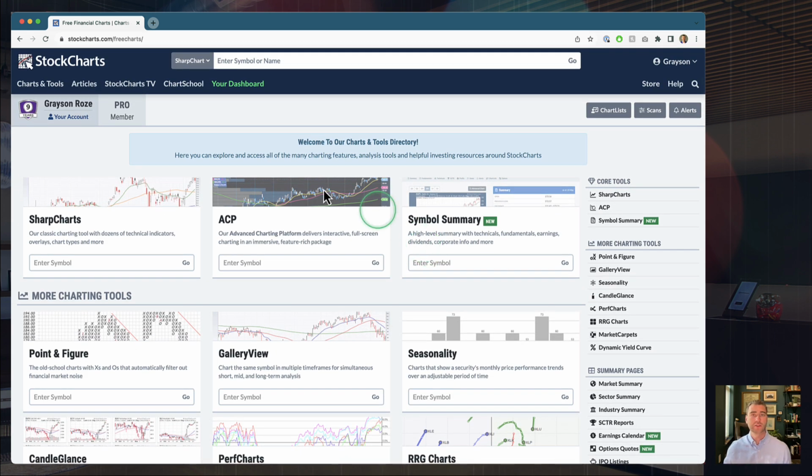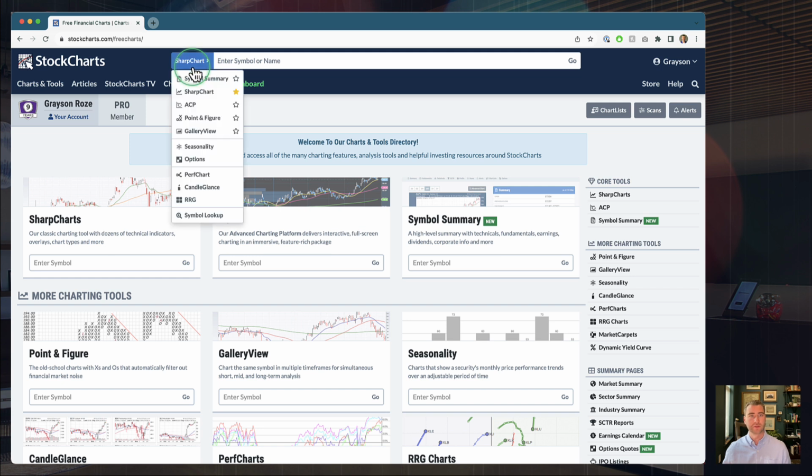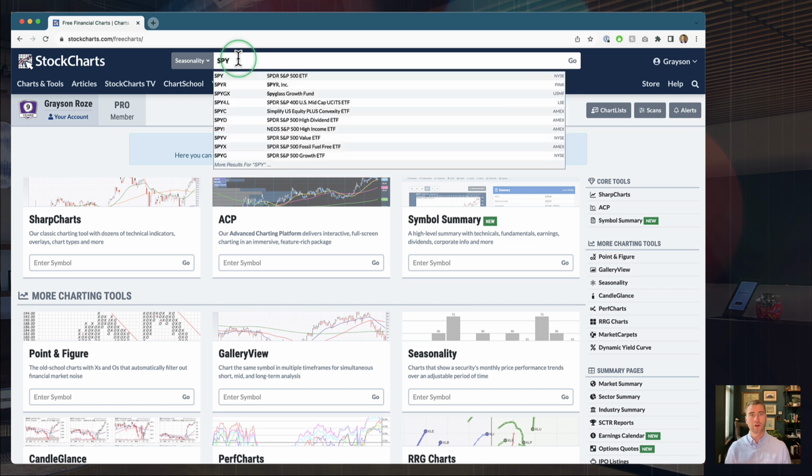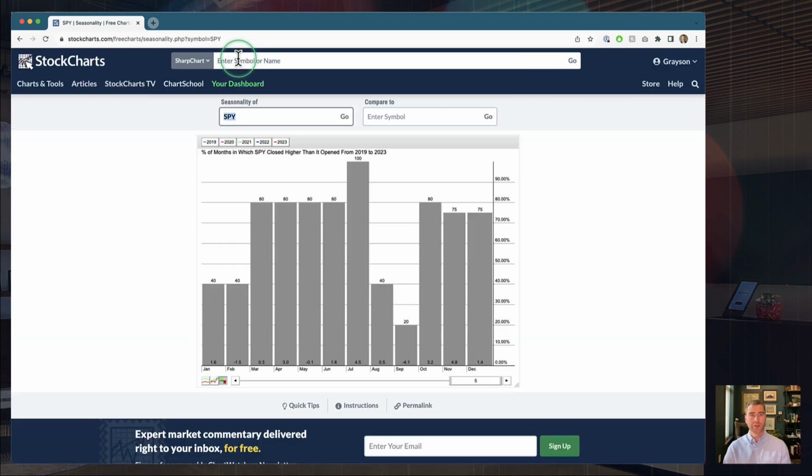Now, one other thing that I do want to also point out is that at the top of any page around the site, you can also access the seasonality tool. So you can open up this little menu, typically says either Sharp Chart or ACP, select seasonality from that menu, and then type in the ticker symbol that you want to take a look at. We are going to start with SPY. We're going to take a look at the S&P 500 ETF, one of the biggest securities out there. So you hit go and you are off to the races.